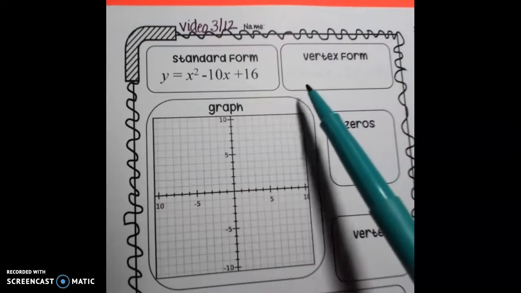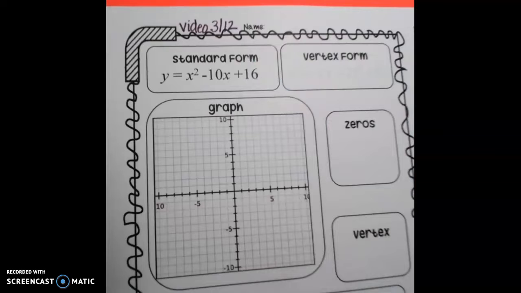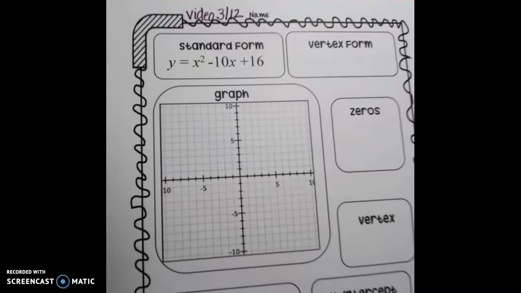If you still need help with converting between forms, make sure you go back and watch the video from March 12th. There's one on there that shows a couple of examples. And there's also all the keys from the homework from when we did those days. So you can try yourself and double check with the answer keys to make sure you've got this right.